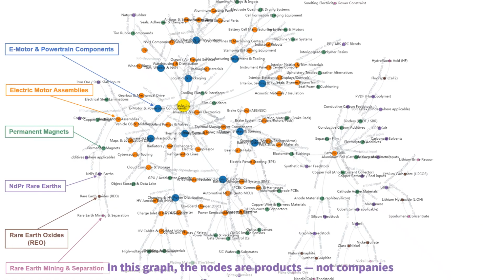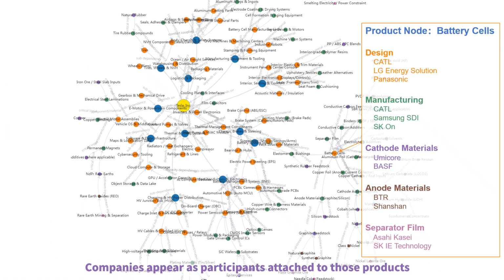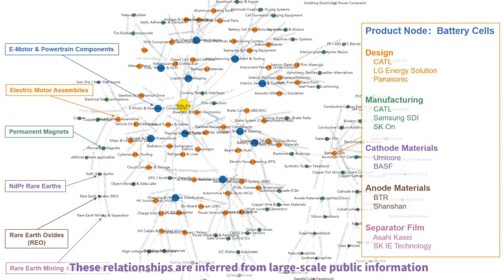In this graph, the nodes are products, not companies. Companies appear as participants attached to those products, as designers, manufacturers, distributors, or service providers. These relationships are inferred from large-scale public information, forming a structural map of supply dependencies.